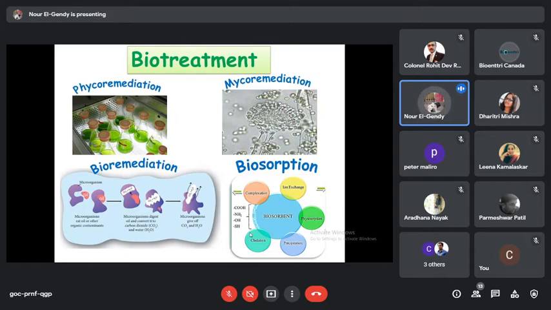Another way to solve the problem for water treatment is biosorption, which depends on the application of dead biomass to do complexation, ion exchange, physisorption, chemisorption, chelation, and precipitation of the pollutants using the functional groups in the biosorbent, like those of acetate, amino groups, hydroxide, or thiol groups.